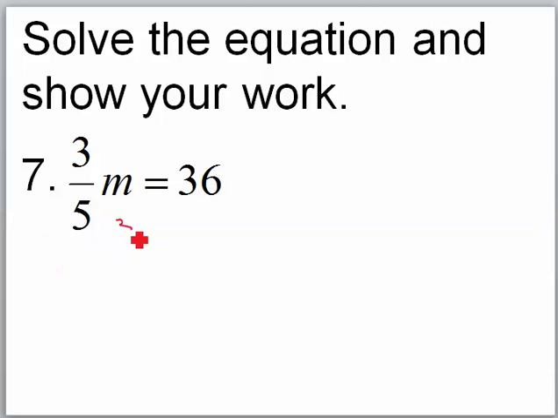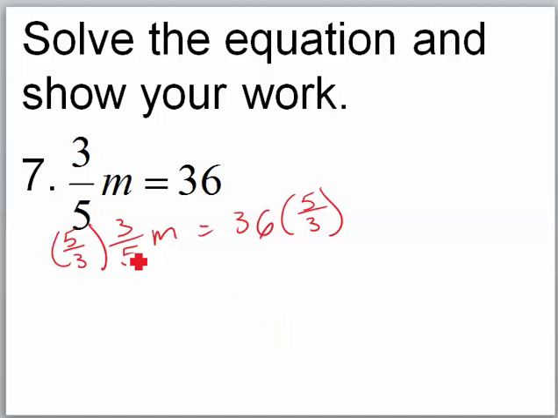So I'm going to rewrite the original here. It makes it easier for me. Okay, multiply by my reciprocal. Well, my reciprocal, I just flip that fraction. And what I do to this side, I have to do to the other side. This reduces to 1. I'm left with m. Bring down my equal sign. Okay, 36 times 5 divided by 3, get 60. If you got 60, give yourself a smiley face.